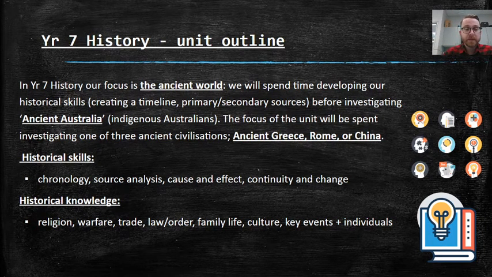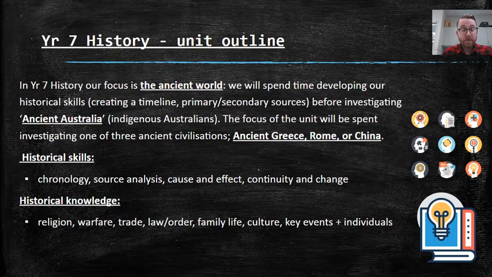So we're looking at the ancient world, and we'll be spending some time developing our skills and our knowledge. So historical skills are things like creating a timeline or looking at primary and secondary sources. And then we will investigate our very first topic, which is ancient Australia. So you're looking at the Indigenous Australians. The focus of this unit, though, we will be investigating one of the 3 ancient civilizations that we introduced last term. We had a little worksheet where you guys got to pick one of these 3, and the options are ancient Greece, Rome, or ancient China.